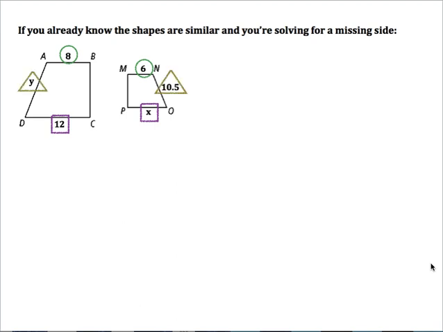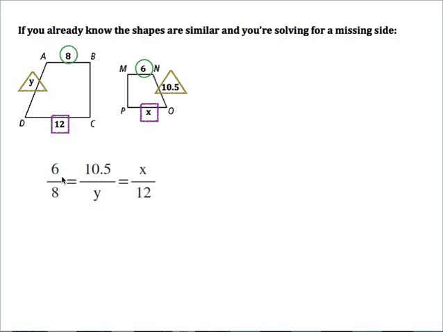Notice how the shape kind of got flipped to make the second shape as well as shrunk. So corresponding sides are not necessarily always facing the same direction. You kind of have to see what they look like to see if they're matching parts of the shape. And then you create your list of fractions. You could say 6 over 8 and so on. 6 over 8 equals 10.5 over y equals x over 12.